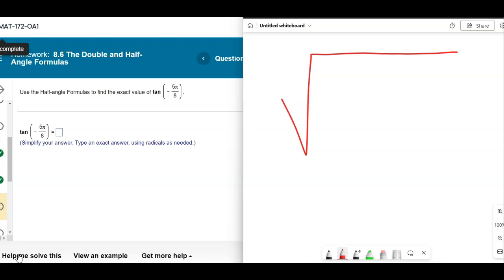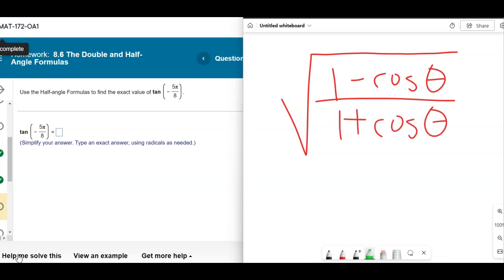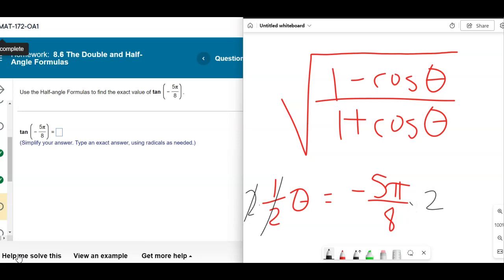Now we have to figure out, because when we do the half angle formula, and I have a 1 minus cosine theta, and I have a 1 plus cosine theta, we have to understand that this is not theta. This negative 5 pi over 8, that's not theta. That is half of theta. So half of theta is negative 5 pi over 8. So solve for theta. Basically double both sides. Times 2, times 2. Half and that thing cancel. And we're left with negative 5 pi over 8 times 2. The 2 and the 8 will reduce to a negative 5 pi over, that should be a 4. So that's the angle that I'm going to be using here. Negative 5 pi over 4.